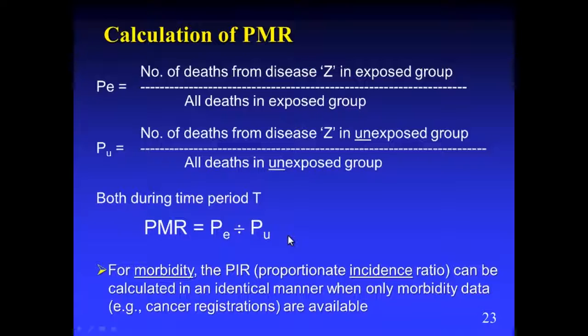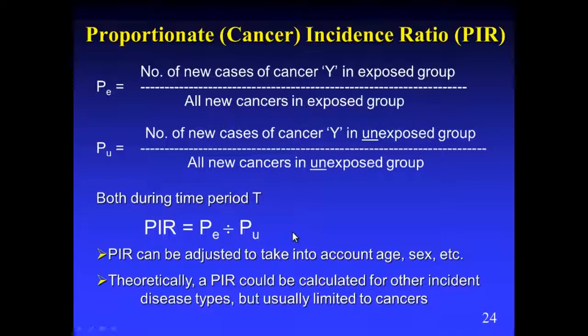So we can extend this approach to incidence, and usually it's limited to cancer, and we would calculate a proportionate incidence ratio. The approach is very much the same. Usually we're limited to cancer just because we often have data from cancer registries for different sorts of cancer as a class of disease. So the method is exactly the same.